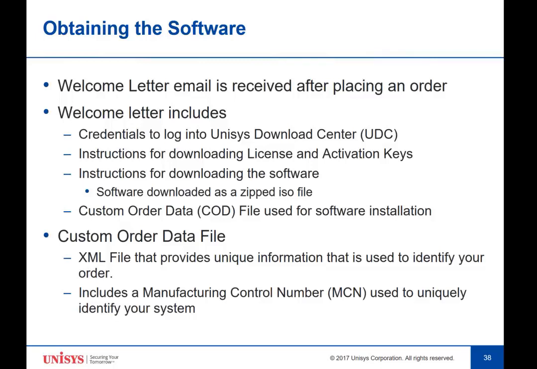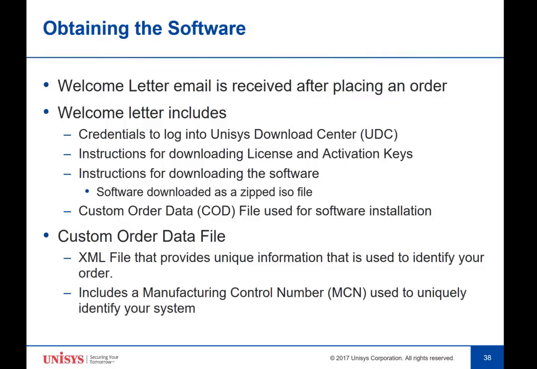It has instructions for downloading the license and activation keys. Let's explain what the differences between those are. Instructions for downloading the software, of course. In our case, it's a zipped ISO file that you're going to be downloading. And then something called a customer order data file. And that gives you the specifics of what you've bought. So how many cores are you licensed to use and so forth.